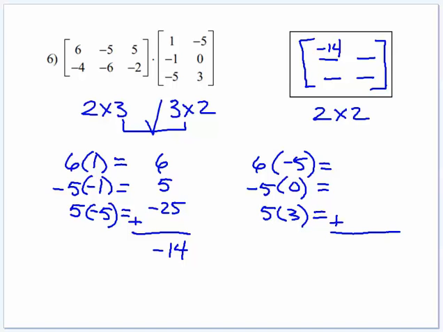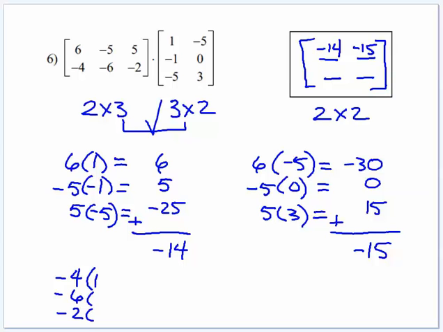6 times negative 5 is negative 30. This is 0. Anything times 0 is 0. 5 times 3 is 15. Negative 30 plus 15. You're in the hole 30 bucks. You pay off 15. You owe $15. Now we are set to do row 2, which is negative 4, negative 6, and negative 2. And those pair with, the numbers are right here, 1, negative 1, and negative 5. Multiply, then add the products.